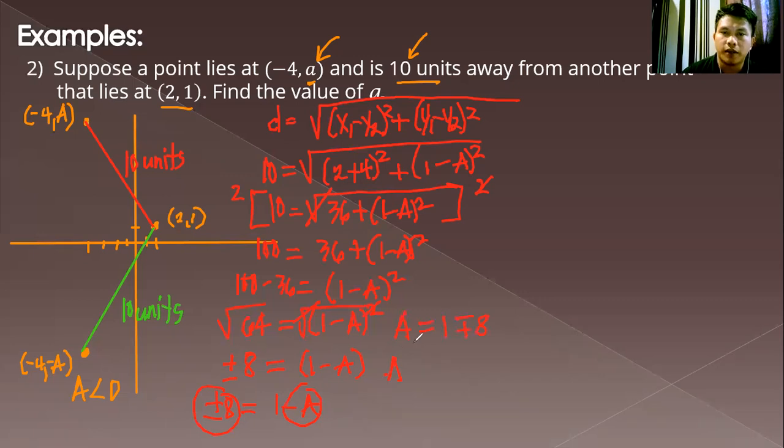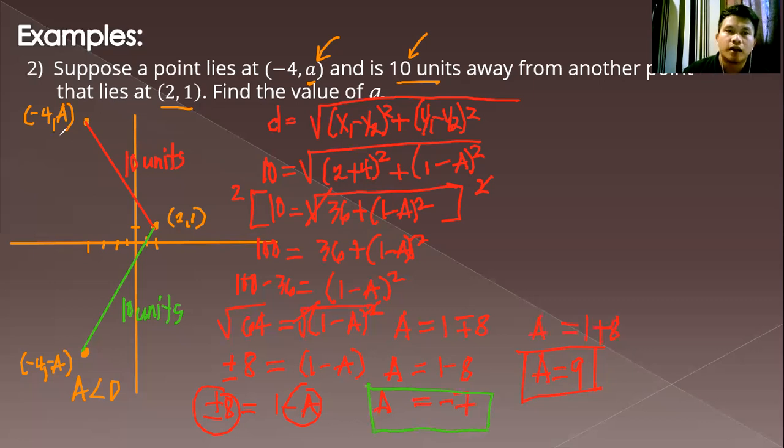So the value of a is 1 minus 8, which is negative 7. Tama? Ulit, we have 1 minus 8, so a is negative 7. And we have a equal to 1 plus 8, so a is equal to positive 9. As you can see, we have two values: a equals positive 9, and a equals negative 7.